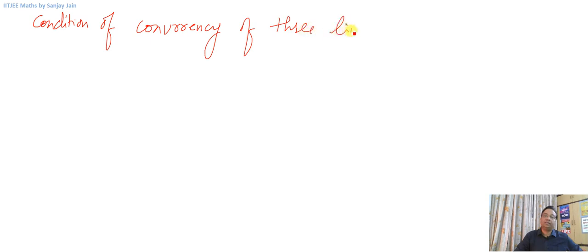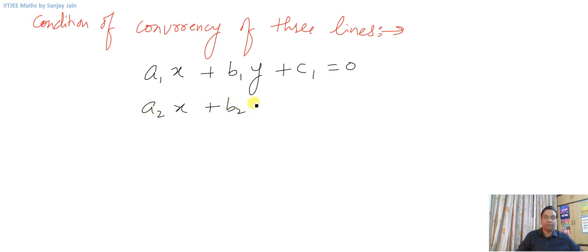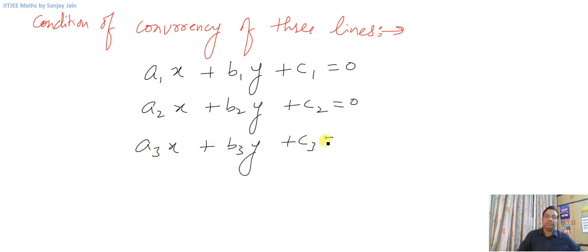Let us find the condition of concurrency of three lines. Now the three lines that I am considering are a1x plus b1y plus c1 equals 0, a2x plus b2y plus c2 equals 0, and a3x plus b3y plus c3 equals 0.